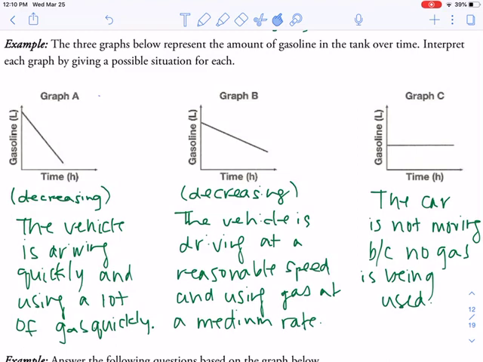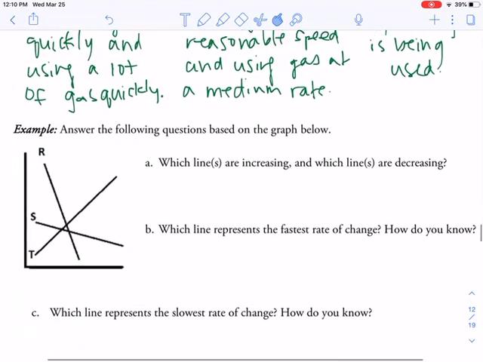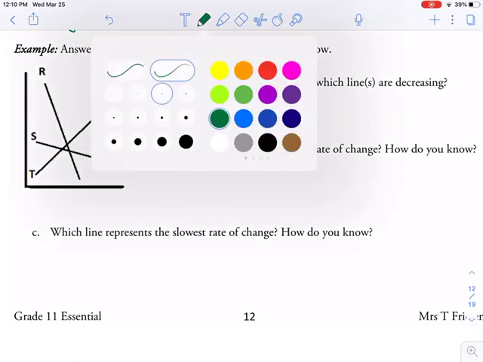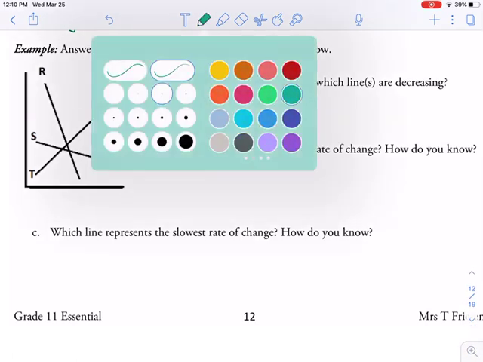Let's just take a scroll down here to the next example. All right, we're going to answer these questions now based on that graph down there on the left. The question is asking us to first identify in A which line or lines are increasing and which line or lines are decreasing. Okay, so I'm just going to change colors here.